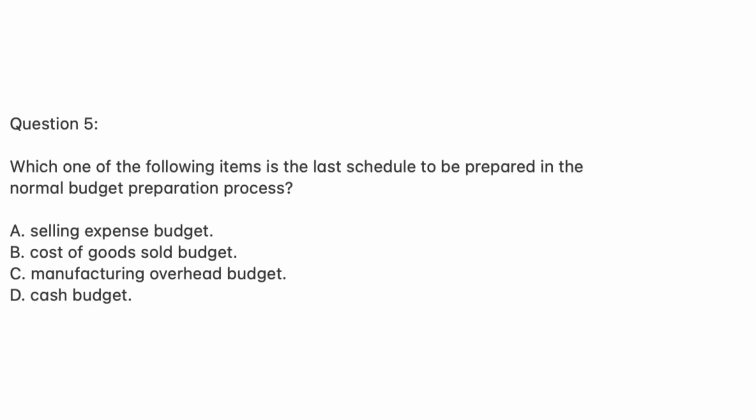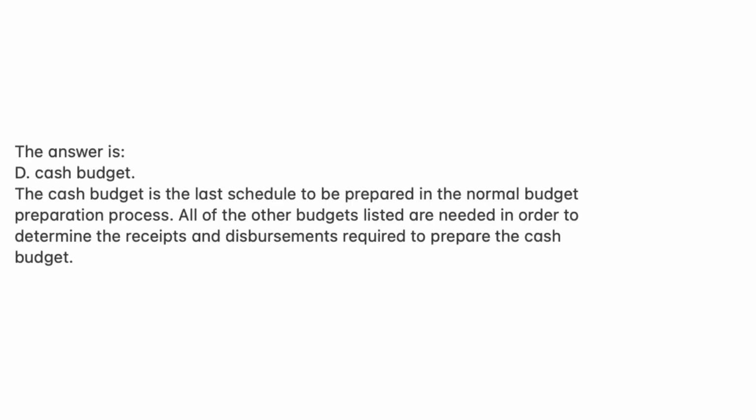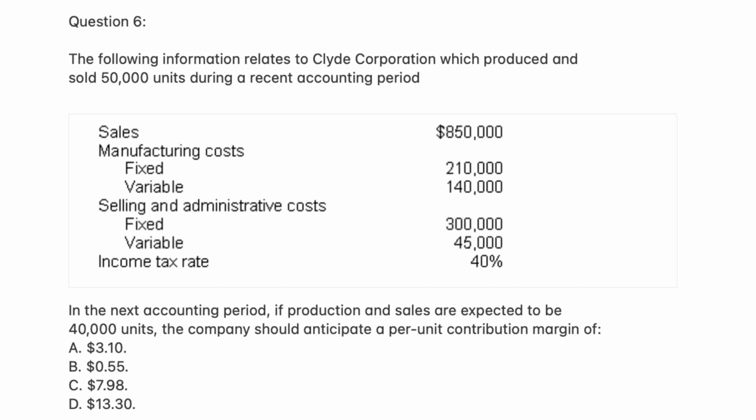Question 5. Which one of the following items is the last schedule to be prepared in the normal budget preparation process? A. Selling expense budget. B. Cost of goods sold budget. C. Manufacturing overhead budget. D. Cash budget. The answer is D. Cash budget. The cash budget is the last schedule to be prepared in the normal budget preparation process. All of the other budgets listed are needed in order to determine the receipts and disbursements required to prepare the cash budget.